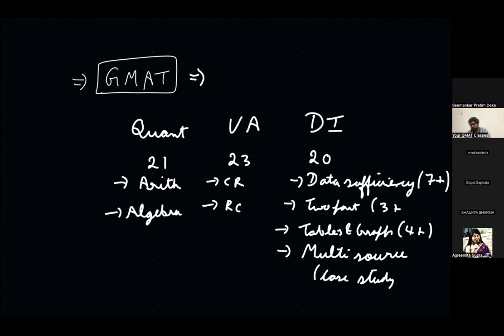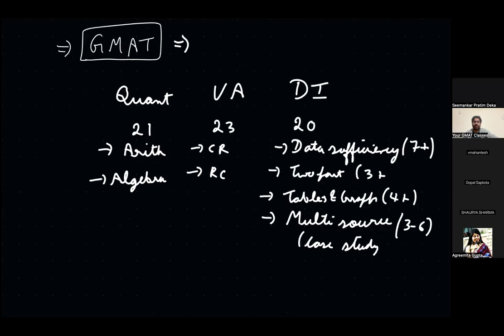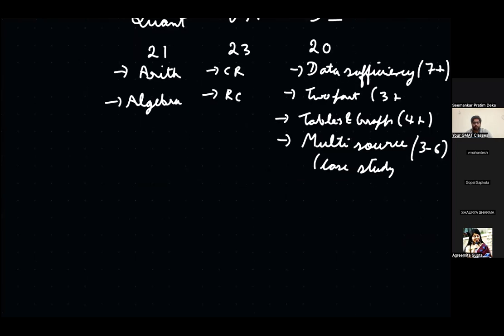You can expect 3 to 6 questions from it. Most likely 3. Sometimes if you're born with bad luck, maybe 6. Okay. Because multi-source case study type question takes a lot of time and sometimes the accuracy is also not very good. Now, how does the scoring work?